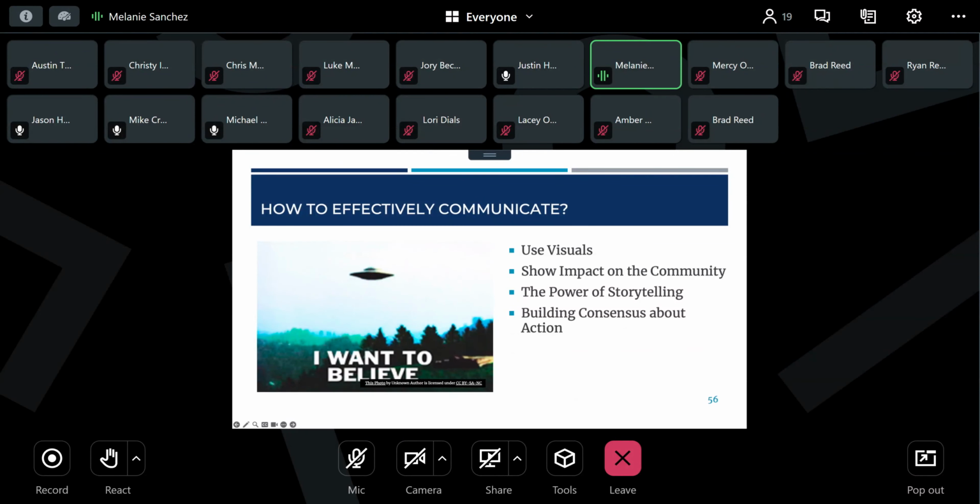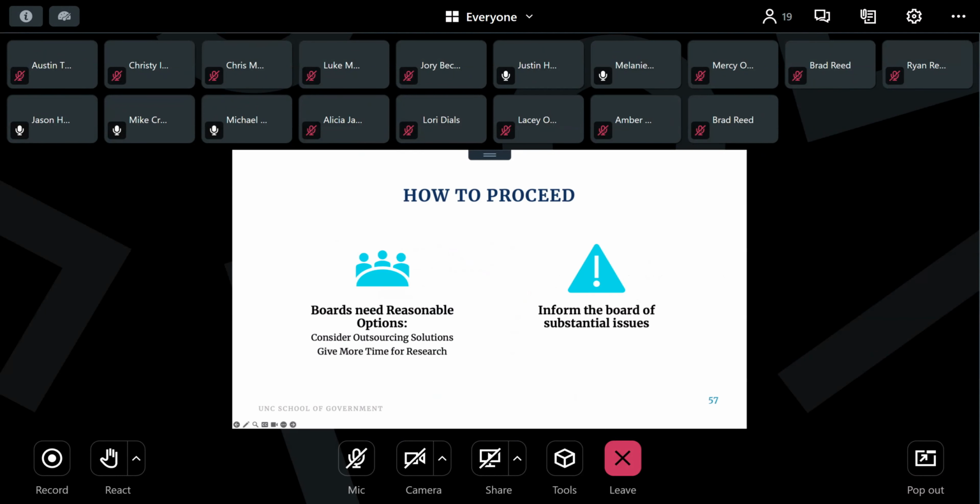Building consensus about action. Effective communication, again, is not just about conveying ideas, it's about driving action. Our goal is to build consensus around actionable solutions. By using visuals and storytelling, we can help our audience care about the problem and channel the care into meaningful actions. We want the board to think, I care about this because it affects my community and I want to be a part of the solution. Once you've effectively communicated your message, the next crucial step is deciding how to proceed.